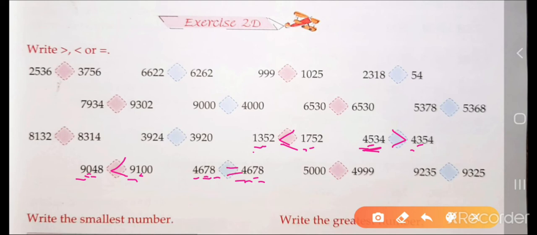Okay. So next one, the thousands place, here it is 5 and here it is 4. Then this one will be greater. Then 5 will be greater. Then the whole number will be greater. Okay.